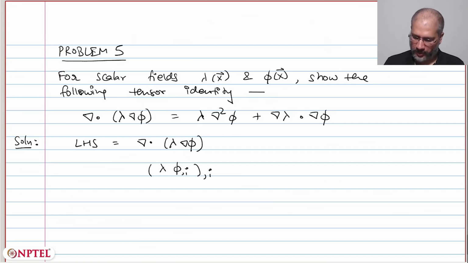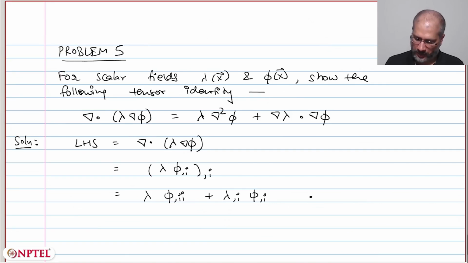But I can expand this. I can apply the product rule of differentiation. So this becomes lambda phi comma i, comma i. So basically you keep lambda and then you differentiate phi comma i, and then in the second case you differentiate lambda and keep phi comma i. So now you see that we are very comfortably using the comma notation without even trying to think of what this denotes in the traditional notation, which is phi comma i would be del by del x i of phi and so on.